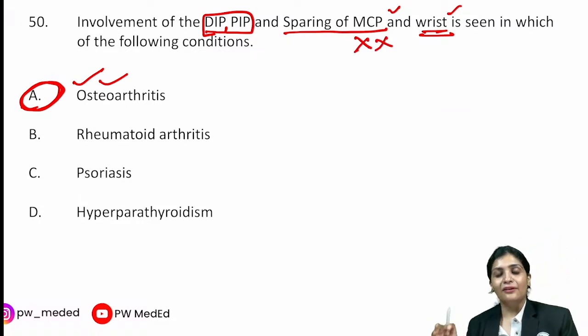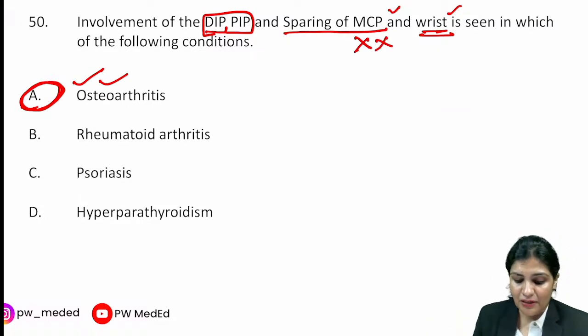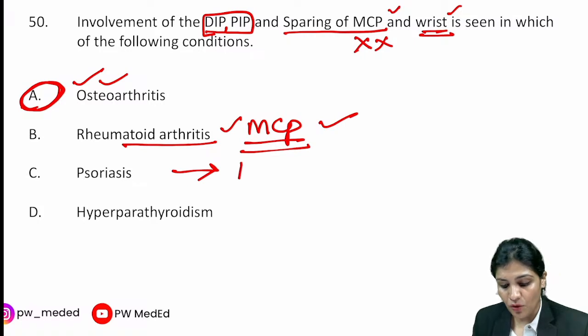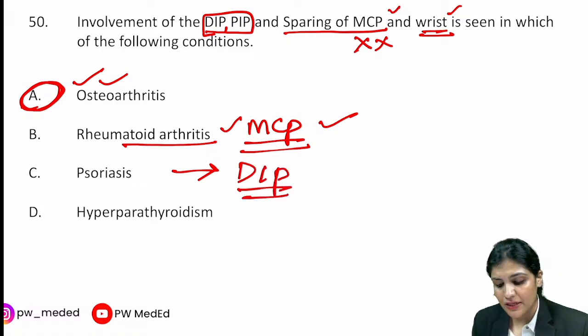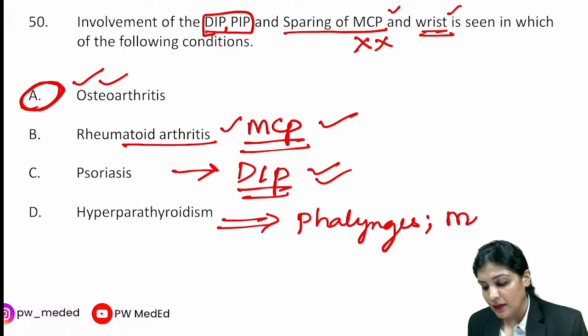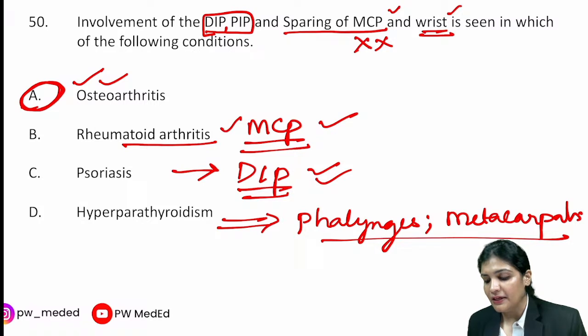So MCP and wrist are usually spared, whereas in rheumatoid usually that is the disease of MCP. And in psoriasis there is involvement of all joints, but specifically you will see a DIP involvement. Hyperparathyroidism involves the phalanges and the metacarpals, where there will be increased resorption.